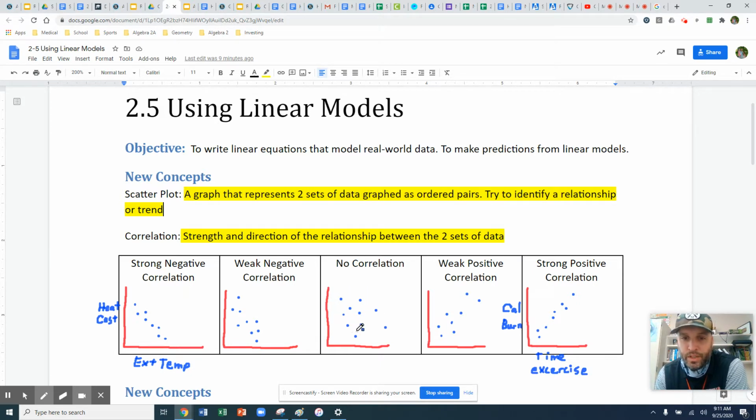We just have points plotted everywhere. Weak positive correlation, our points are not bunched together. Strong positive correlation is when our points are bunched together towards a line. An example of this could be the amount of calories you burn compared to the time that you spend exercising. So as the time increases, the amount of calories that you burn is going to increase.